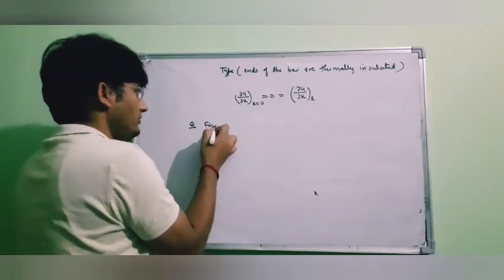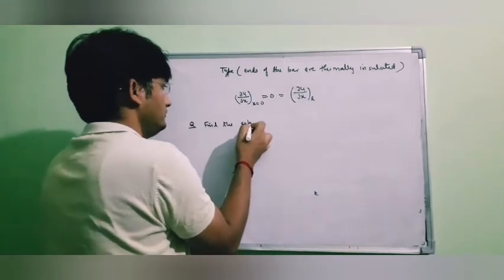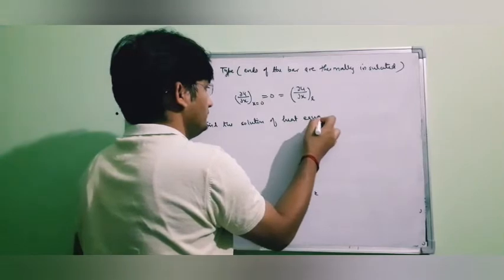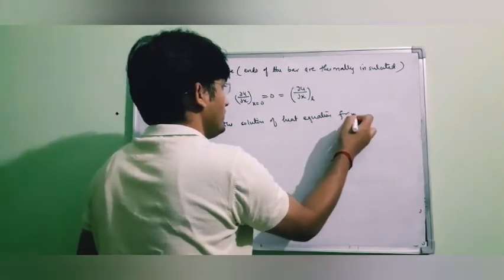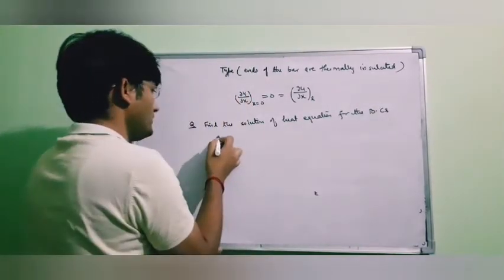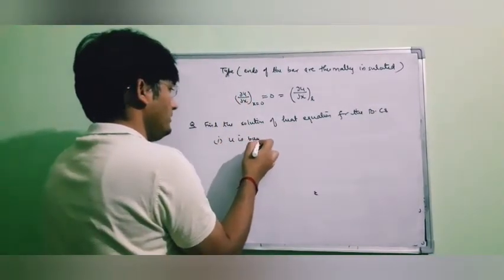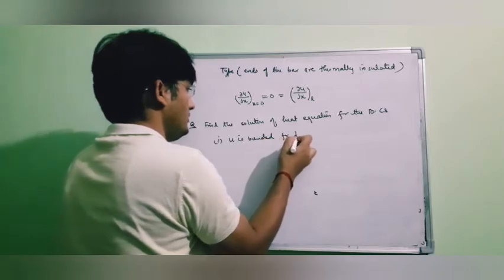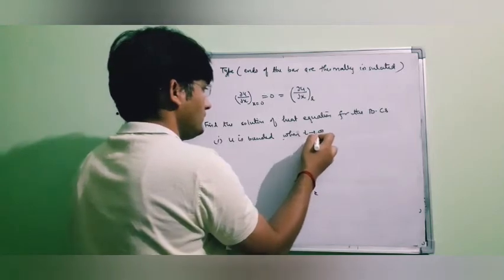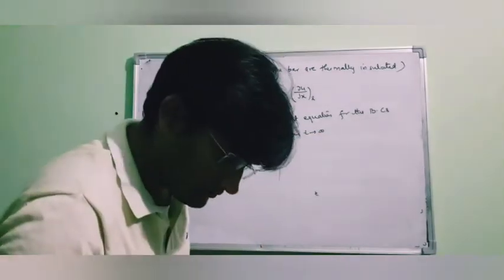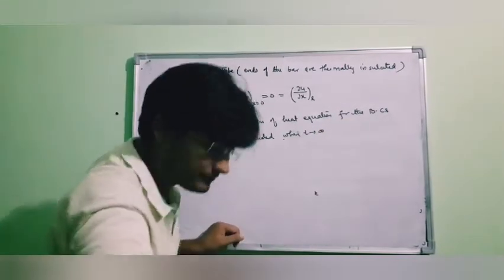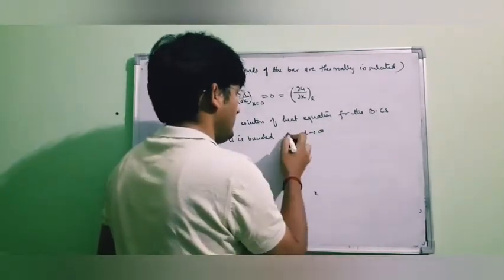Find the solution of the heat equation for the boundary conditions. The first is U is bounded when t tends to infinity, and the second condition is that Ux naught is 0 as t tends to infinity.